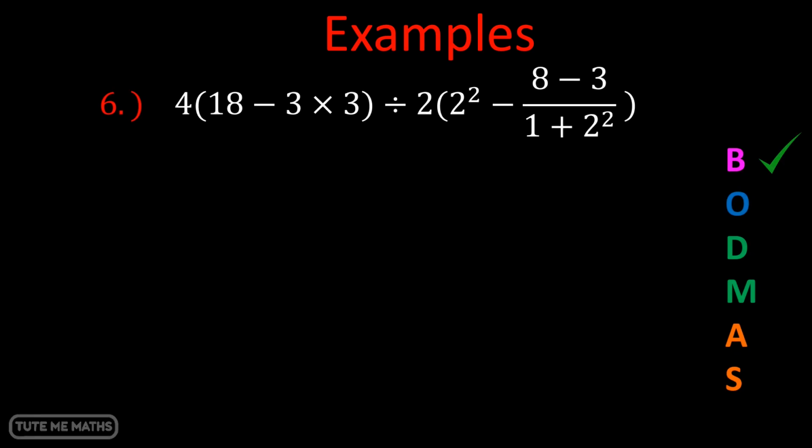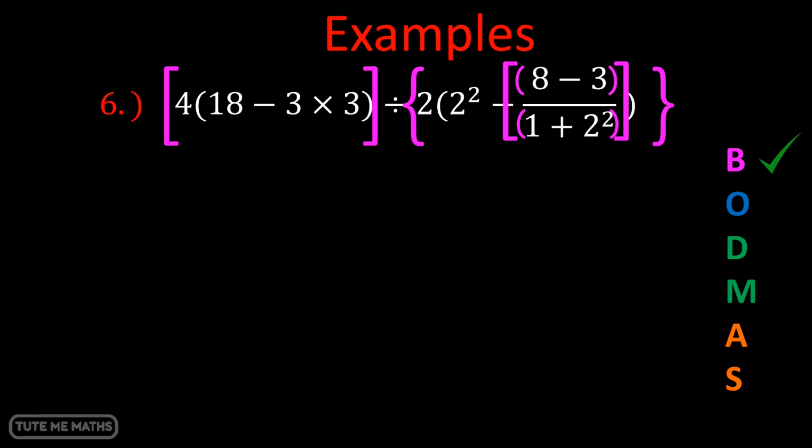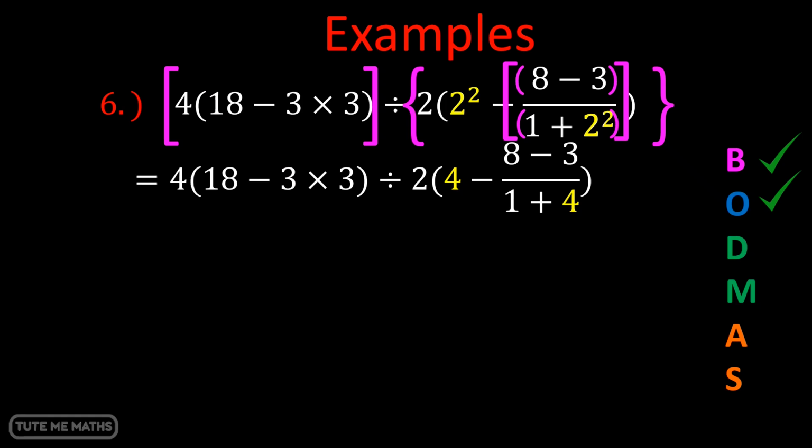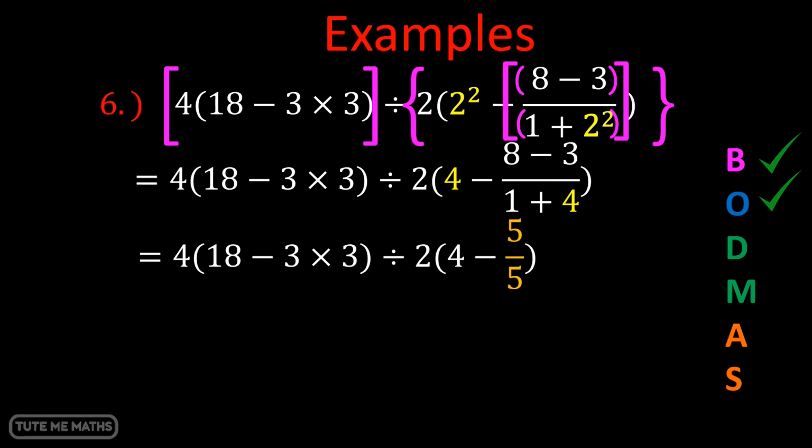In example 6, we have implied brackets here, here, here, and here, but also here. Writing them all in should help you avoid any errors. Within the brackets we see powers. 2 squared gives 4 in both cases. Rewriting the calculation, we now complete the fraction numerator and denominator, giving us 5 over 5. Note that we could have done the 3 by 3, which equals 9, at any stage, since it appears in a separate set of brackets.